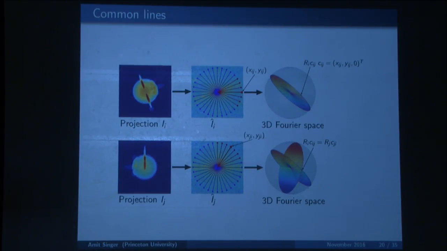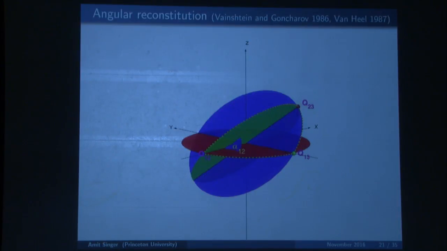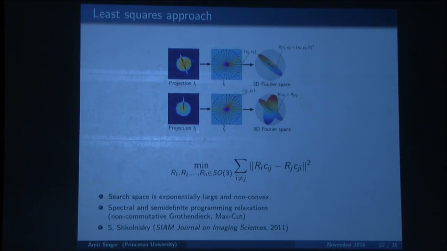So this takes us to the 80s. This was discovered independently by Vainshtein and Goncharov in '86 and Van Heel in '87. Goncharov is now actually a math professor at Yale. But the issue is that it's an algorithm that is very nice in theory, but in practice it doesn't work very well. The reason is noise. We have lots of misidentification of common lines.